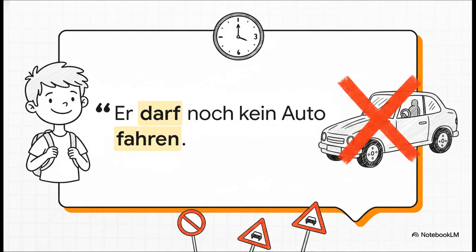Let's try one more, this time in a little story. Let's say we're talking about Tony, who's 15. In Germany, the rule for him is: er darf noch kein Auto fahren. He is not yet allowed to drive a car. The action, fahren, to drive, gets punted right to the end. It's a clear, firm rule, all built on that foundation of permission.